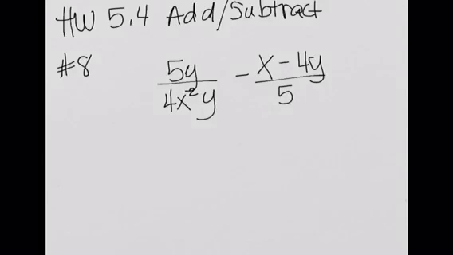Okay, so here's homework 5.4, adding and subtracting rational expressions, and this is number 8. So what I'm going to do is just go through the steps of everything that I need to do. I have two fractions that are being subtracted, so in order to do that I need to find a common denominator. So I'm going to go ahead and figure out what the common denominator needs to be.